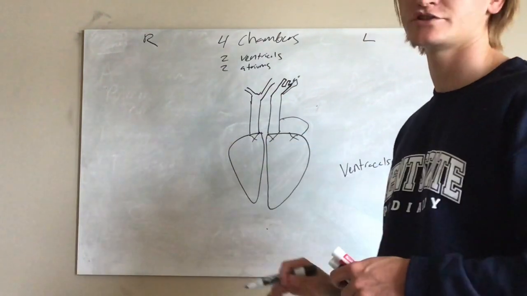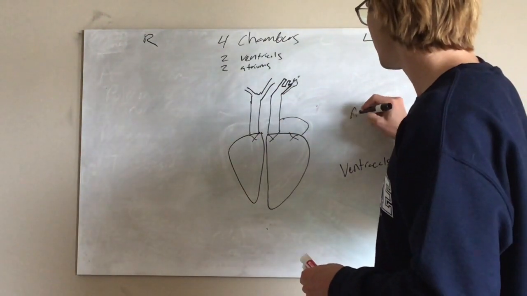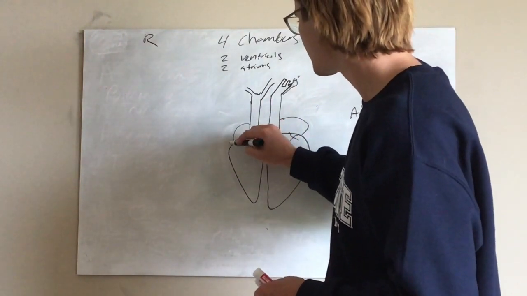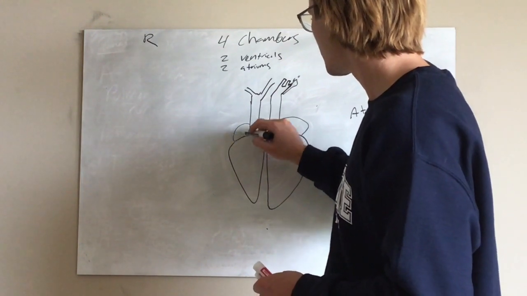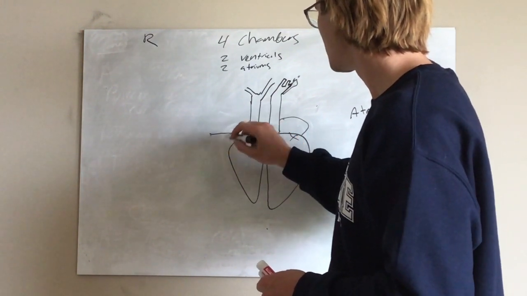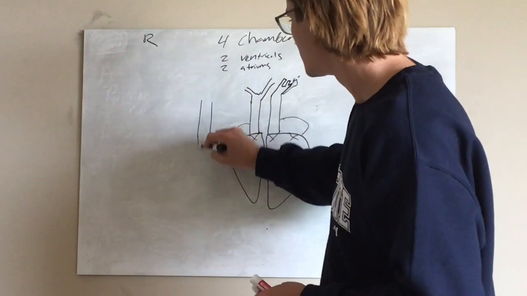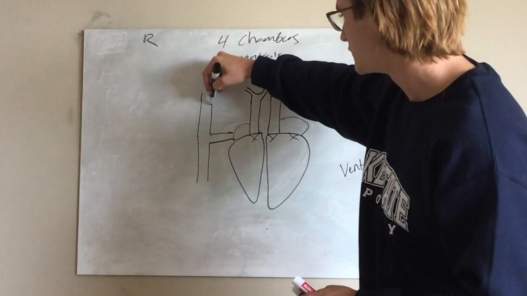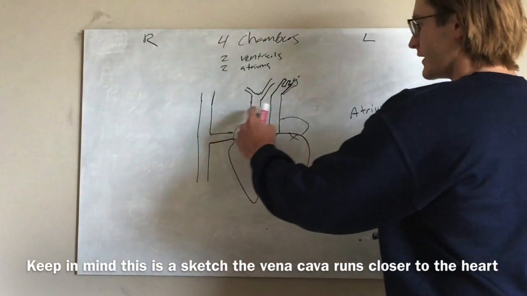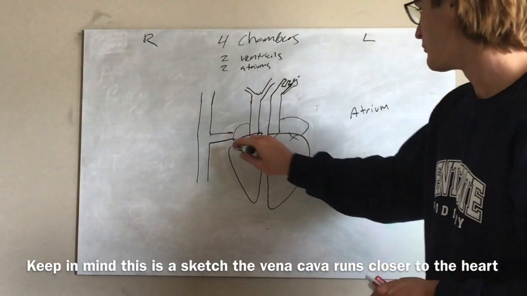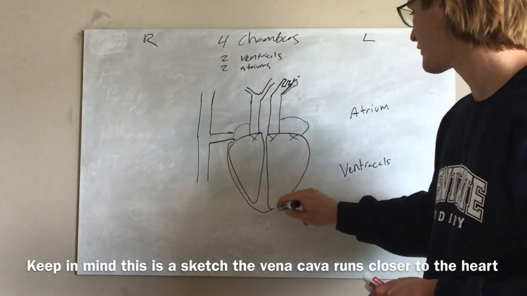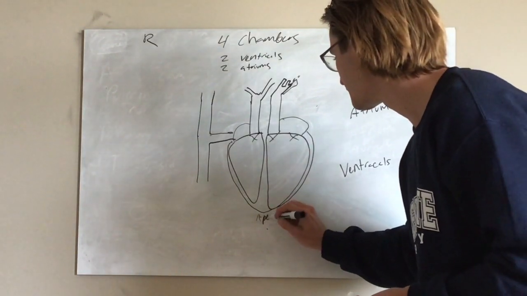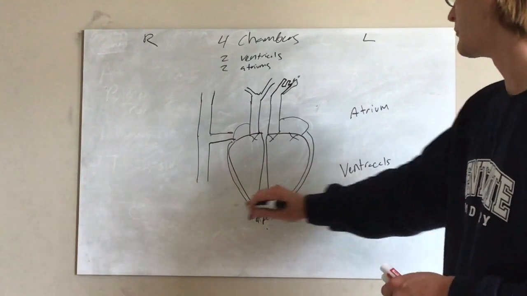Another chamber is going to be your atrium. That's your left atrium, and the right side also has an atrium, and another little vein. We're going to talk about the veins in just a sec. There's going to be a muscle surrounding the heart, and the apex of the heart is down below.